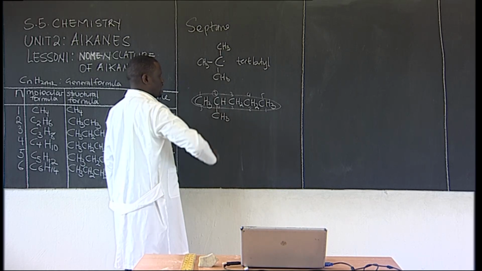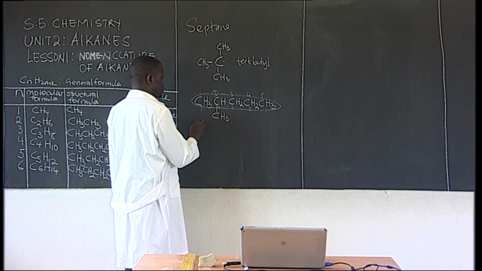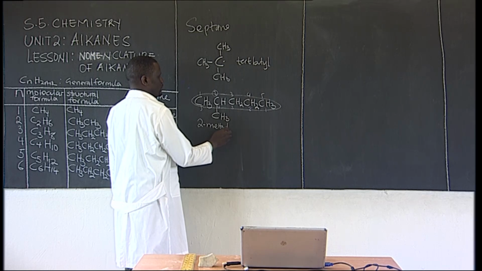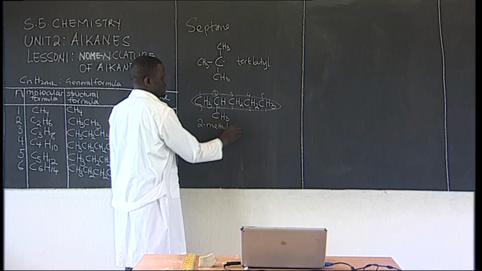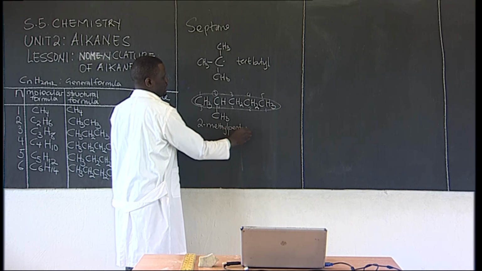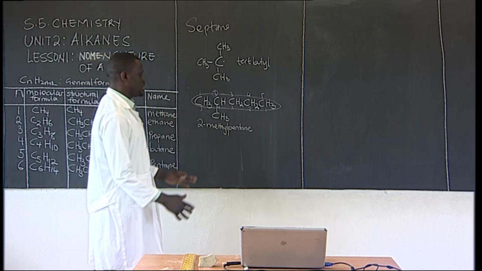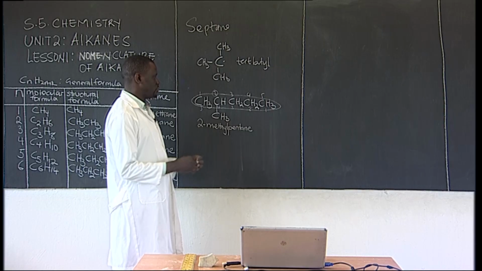So if you are giving the name of this organic compound, we shall say 2-methyl, and the name of the longest possible chain is pentane. So, 2-methylpentane. And normally when you're writing, we make sure it is written as one name, one word, or joined together.